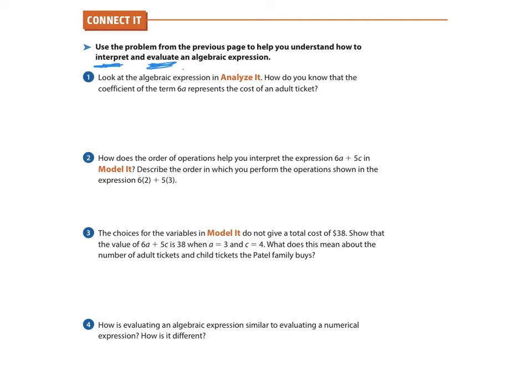So how can we understand and solve algebraic expressions? Look at the algebraic expression and analyze it. How do you know that the coefficient of the term 6A represents the cost of an adult ticket? So how do we know that's the cost of an adult ticket? Okay, so we know that 6A is the product.